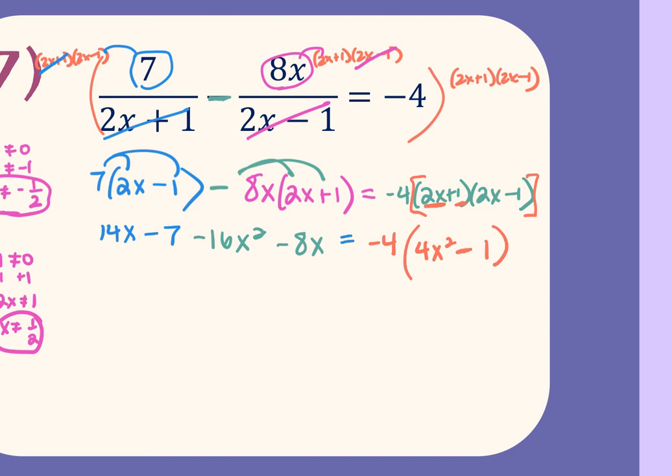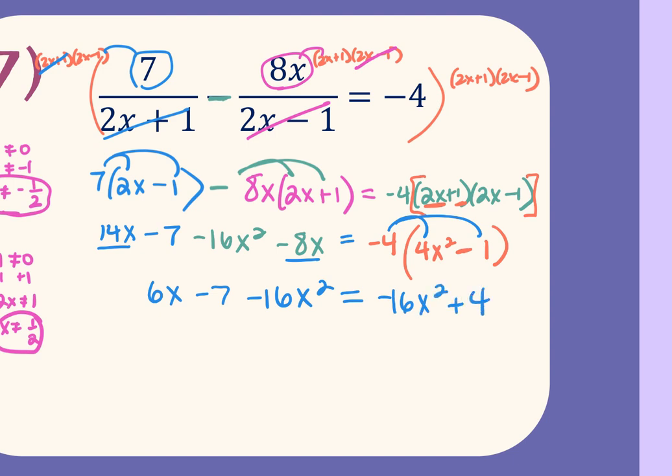So on the left, I still have 14x. Actually, let me combine my like terms in this step. So 14x minus 8x is 6x, minus 7, minus 16x squared, equals, distribute this in, -16x squared plus 4.